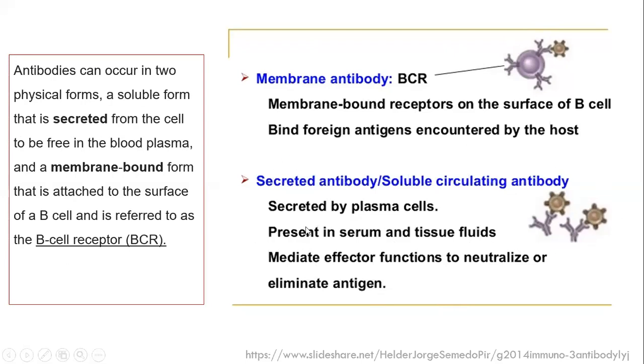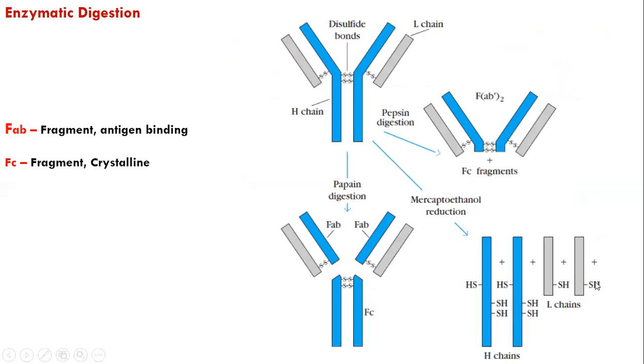It is fundamentally important because this secretion comes from the effector function of the B cell, where the B cell becomes a plasma cell. The plasma cell is able to secrete antibodies in large amounts. So let's take the fundamental structure again.